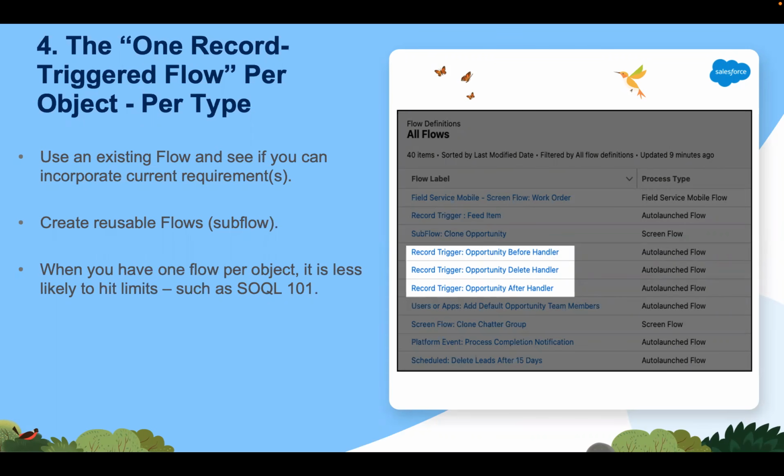And this will force you to use subflows as well, because you can use a subflow in the before trigger flows and in the after flows as well. So you can use the same subflows and call them from both places.